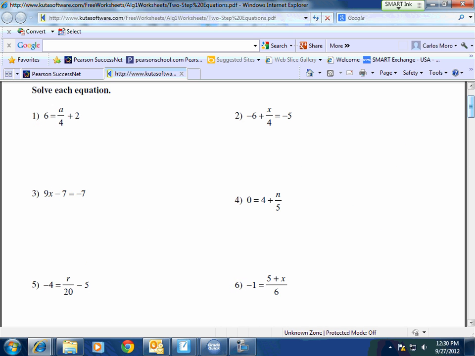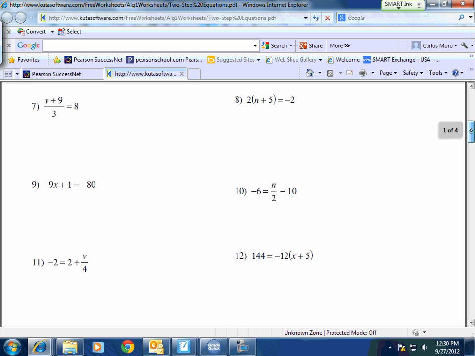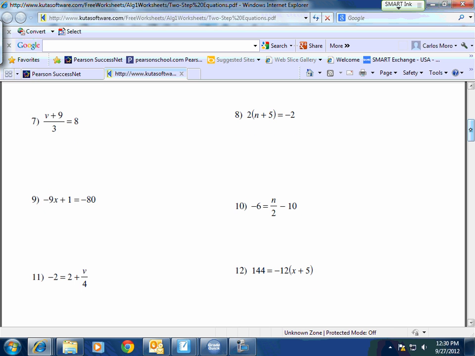We're all good? All right, remember, look, guys, just real quick. Don't let this disturb you. Look at number 8. What do you have to do first here? Distribute. So this is 2n plus 10 equals negative 2. Then you solve from there.